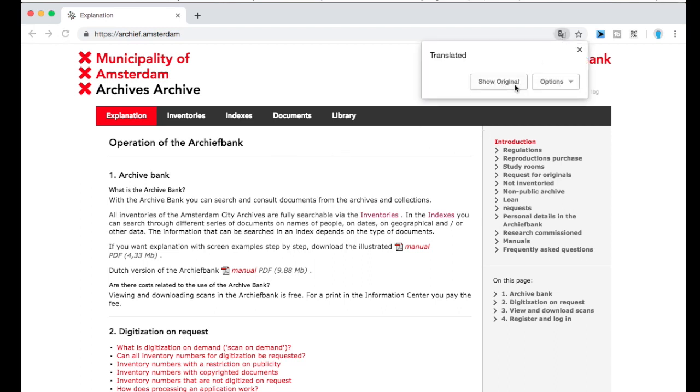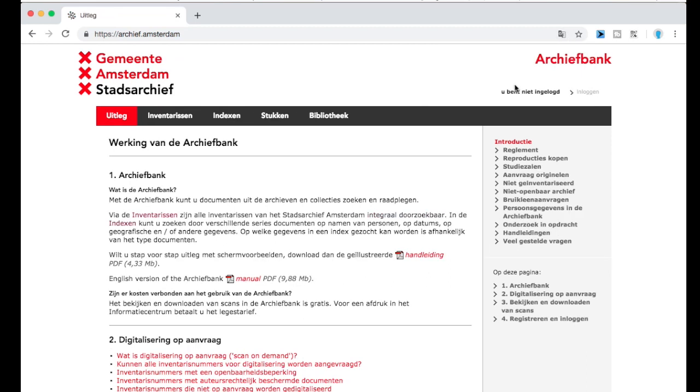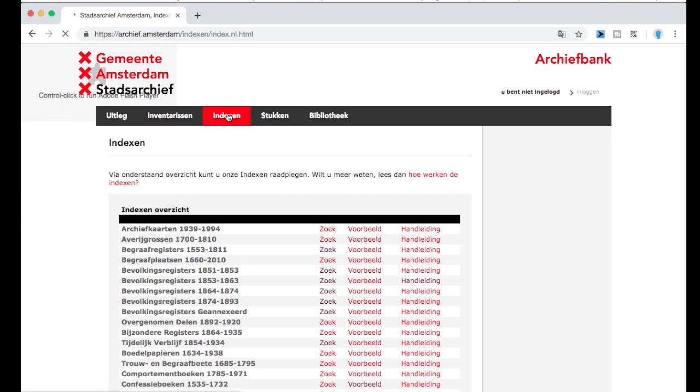So I'm going to actually take it to the original. I just prefer using the website that way. And I also just won't have to worry about any hiccups as I go along with it. So first we're going to look at the index. The index is where you can actually search the records by name. So you can actually search for your family's names and things like that.